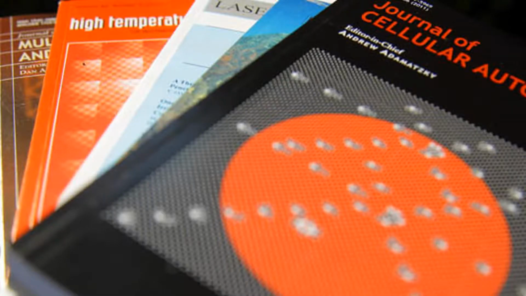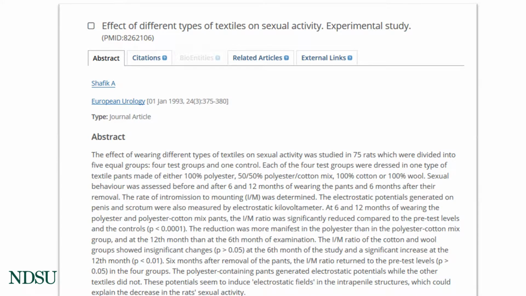One of the primary ways scientists communicate with each other is through academic journals. If you scan through enough academic journals, you'll find some fascinating articles. For example, you might find this study, which tested the impact of wearing pants made of various fabrics, polyester, cotton, or wool, on the sexual behavior of rats. Perhaps not surprisingly, polyester pants reduced the rats' sexual activity. However, the authors did not describe how they convinced the rats to wear pants.